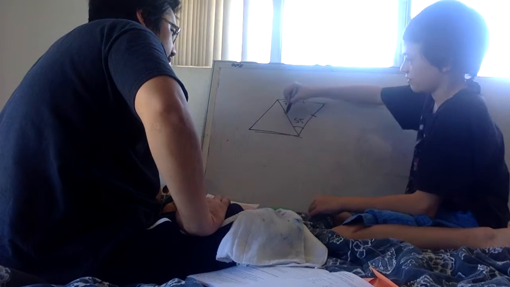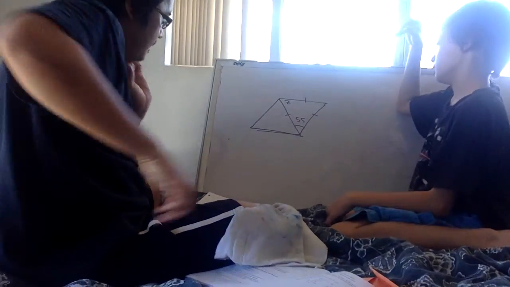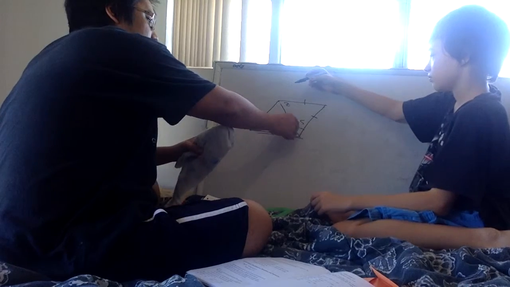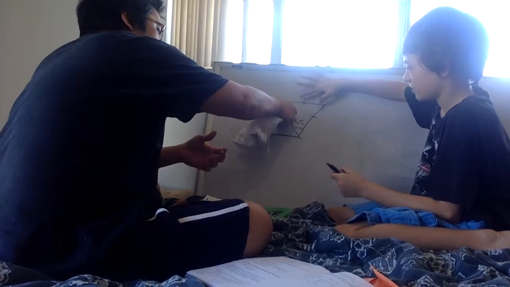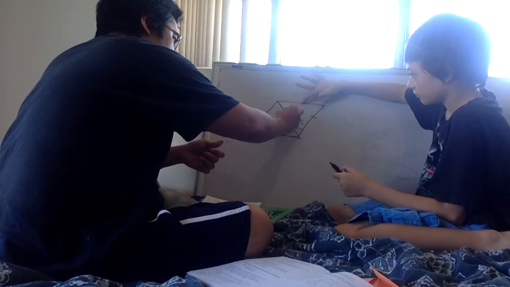This is an equilateral triangle. No, it's not an equilateral triangle. If it were an equilateral triangle, that wouldn't be 55. That would be 60. Not an equilateral triangle.